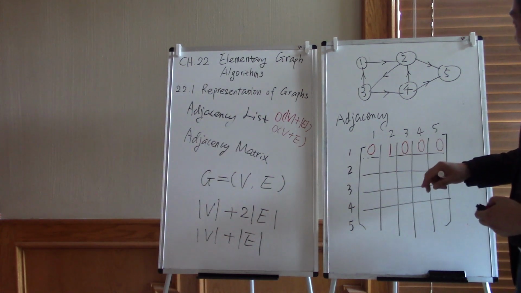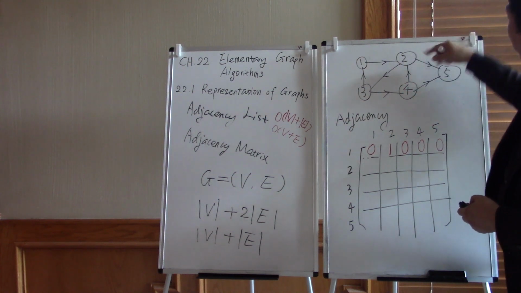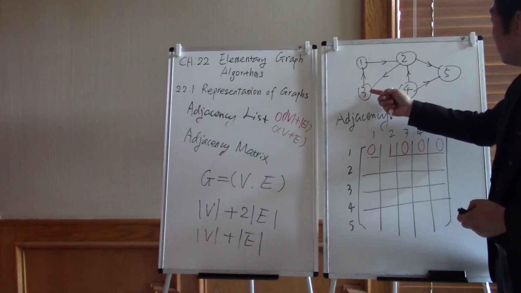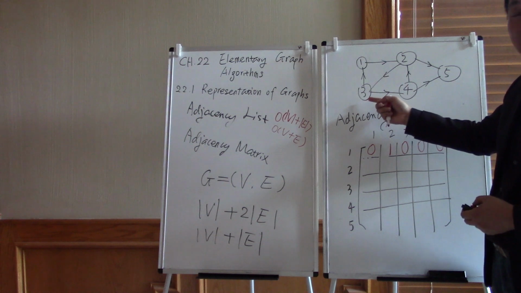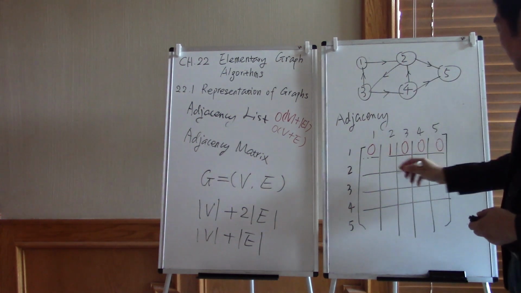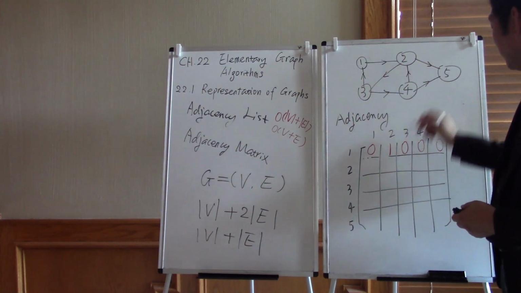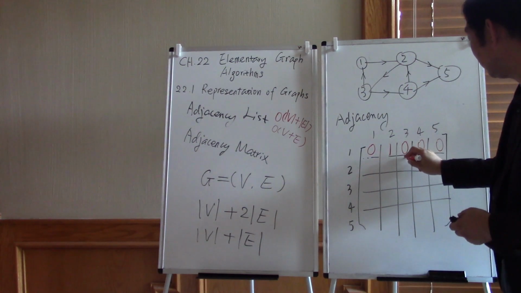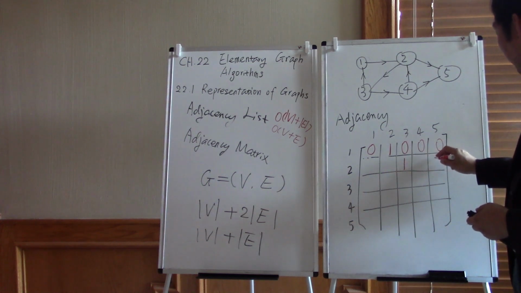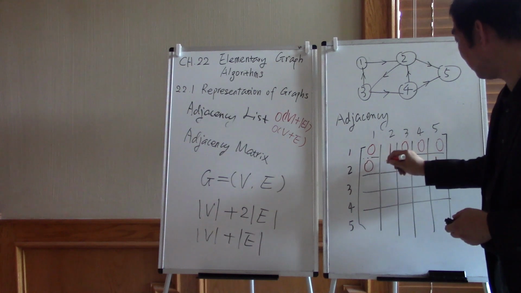All right, so let's take a look at node 2 now. How many outgoing edges does node 2 have? Node 2 reaches node 3 through an outgoing edge, and node 2 can reach node 5. So 2 to 3 is 1, 2 to 5 is 1, and all the other entries we have are zeros.